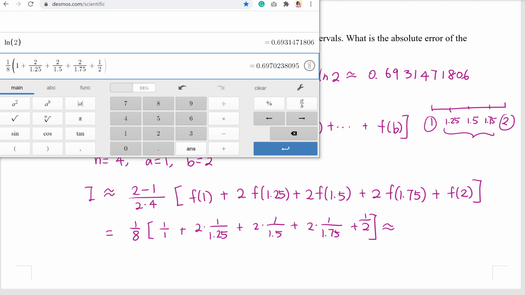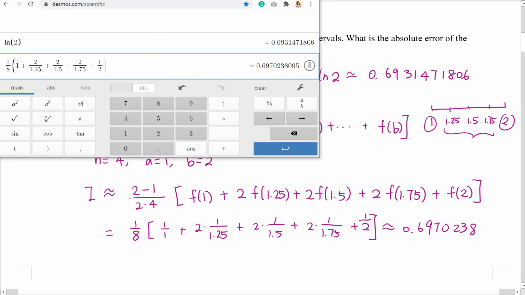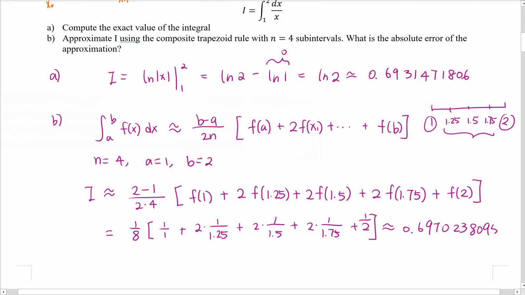So our answer is 0.6970238095. Okay, you can see it is so close, right? It's 0.69 something. And if we divide it into more subintervals, the answer will be more accurate.